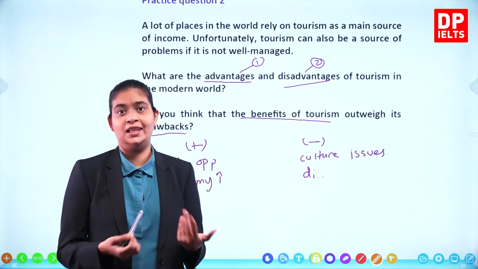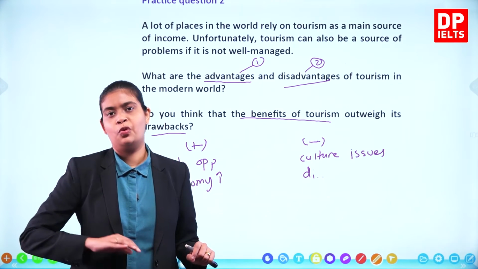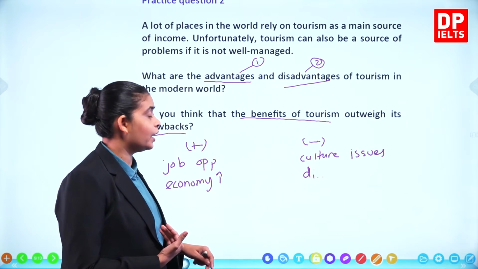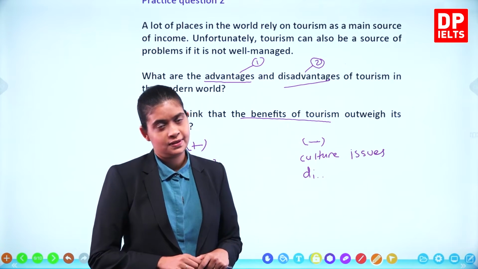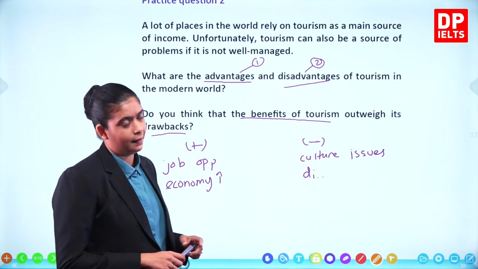I personally think it does, right? Some of you can say no, it doesn't. It brings more bad than it brings more good, okay? I, however, think there's more good than the negative aspects for tourism, right? So think about it and draw up your mind map.